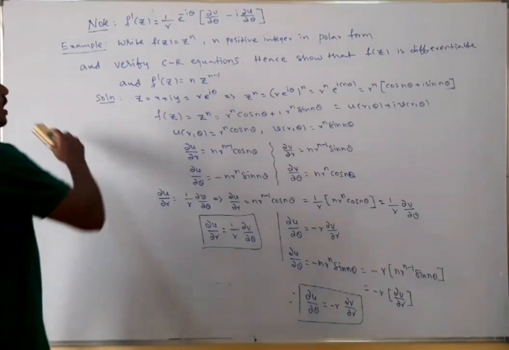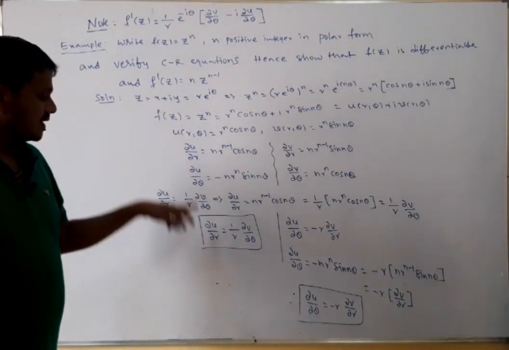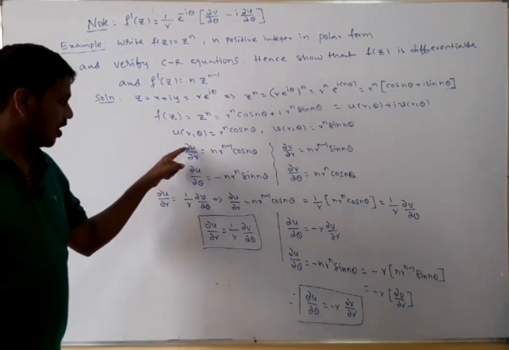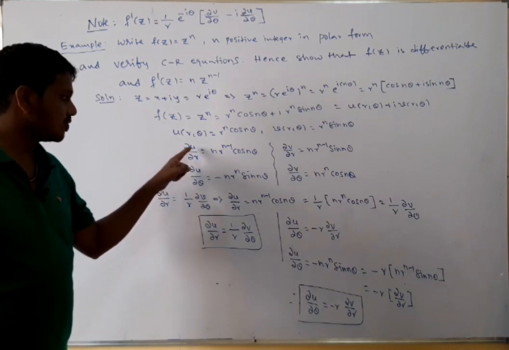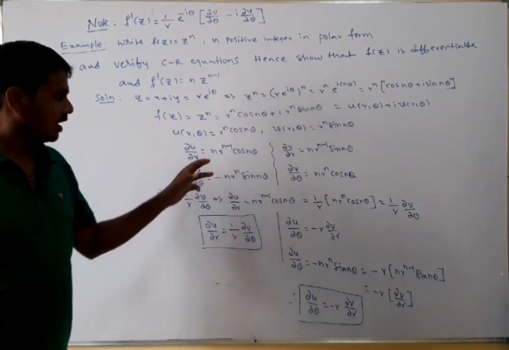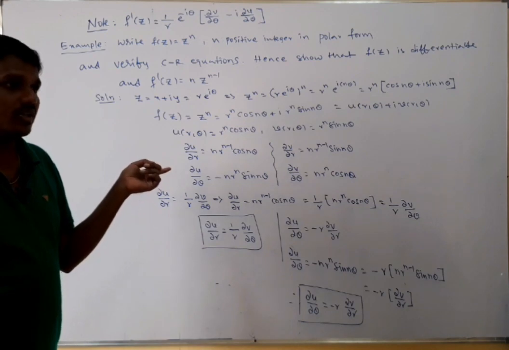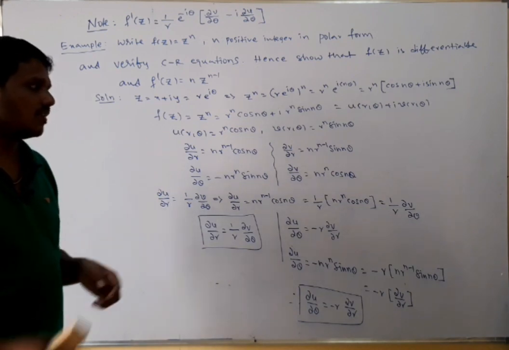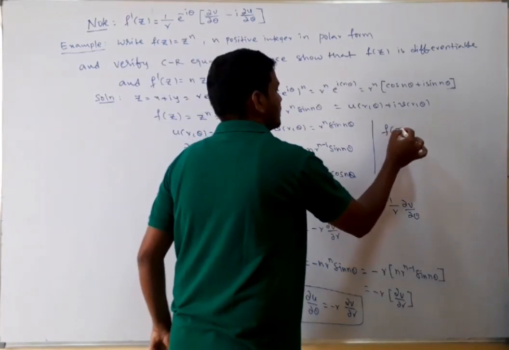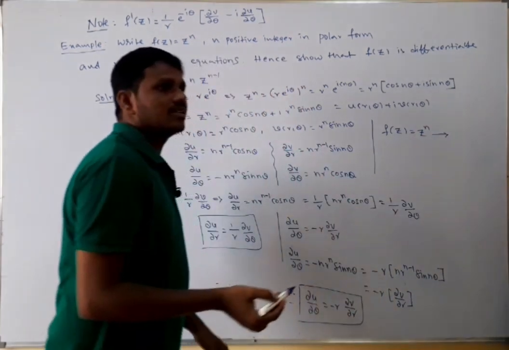Now, one more thing. f of z satisfies the CR equations in polar coordinates, along with the first order partial derivatives dou u by dou r, dou u by dou theta, dou v by dou r, dou v by dou theta. Yes, they are functions of sin and cos, so they are continuous everywhere. The first order partial derivatives are continuous and satisfy the CR equations. Therefore, the function f of z equal to z to the power of n is analytic. Analytic is nothing but differentiable.